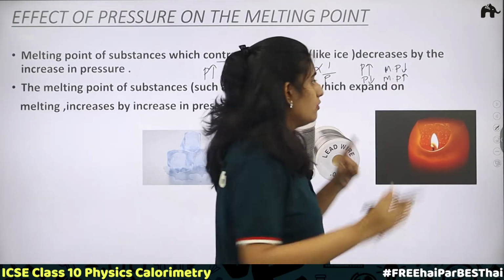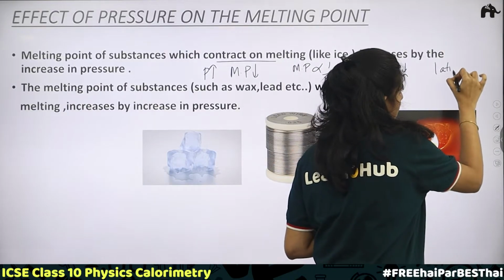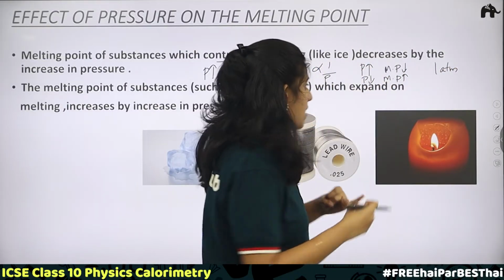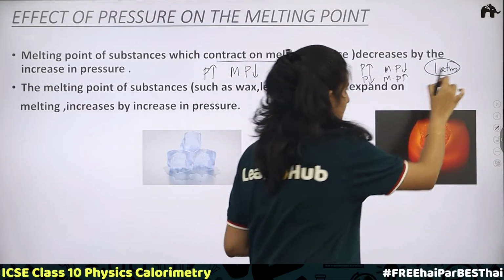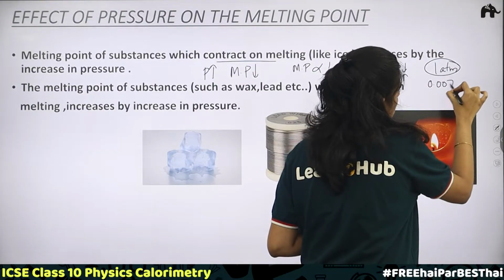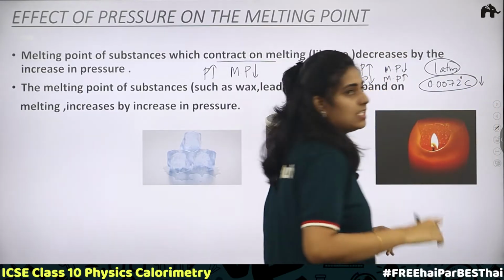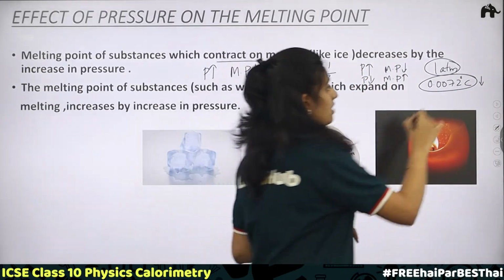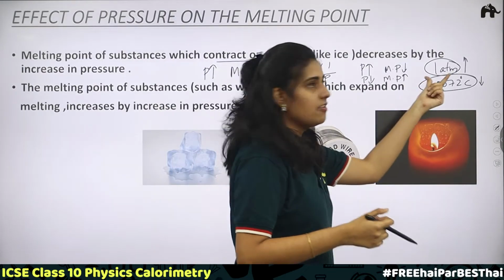For example, if you are increasing the pressure by 1 atm, atm is a unit of pressure, then bar, pascal, etc. are other units. So if you are increasing the pressure by 1 atm, then the melting point will be decreasing by 0.0072 degrees Celsius. So this much decrease in temperature happens to ice when 1 atm pressure is increased. Okay, when pressure is increased by 1 atm.